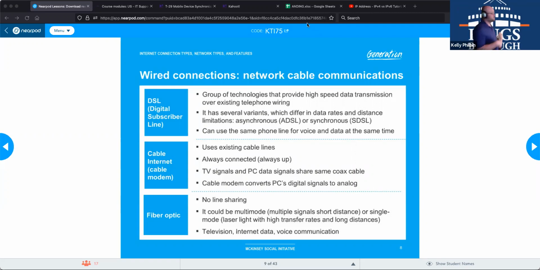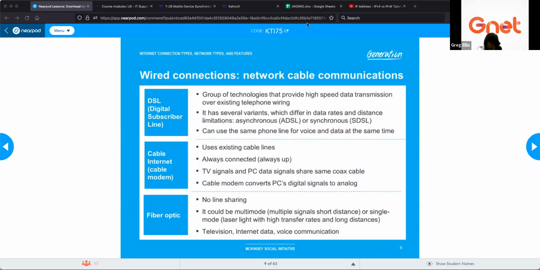But fiber optic can be one of two main flavors. You have your single mode, which is what you would typically use for long haul. And then you have your short haul, which would be multi-mode, where they would use multiple signals through the same line. And this can do pretty much everything. You can do television, data, voice, all that stuff over the same line.